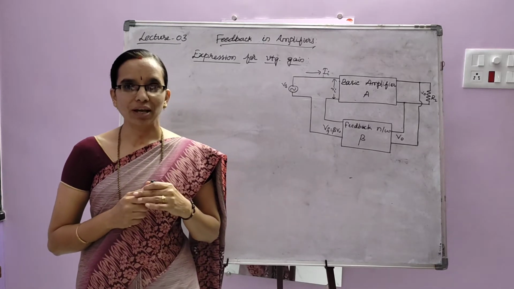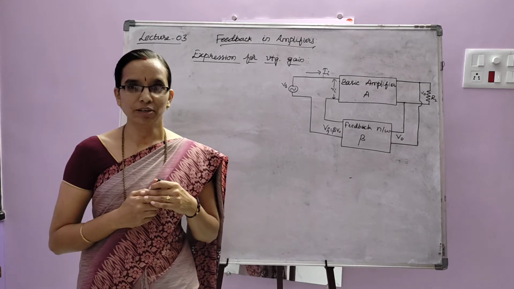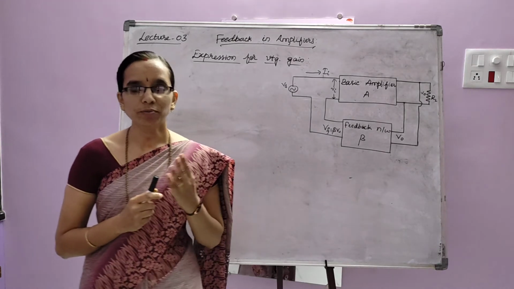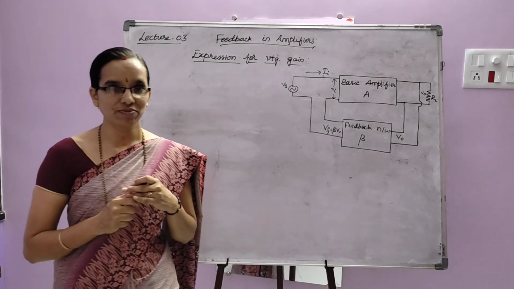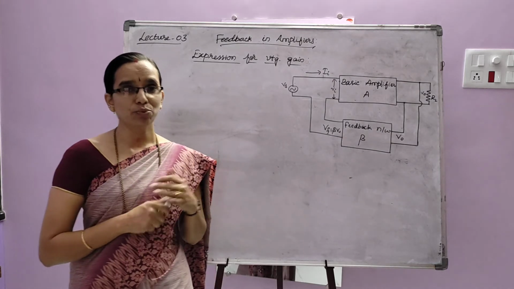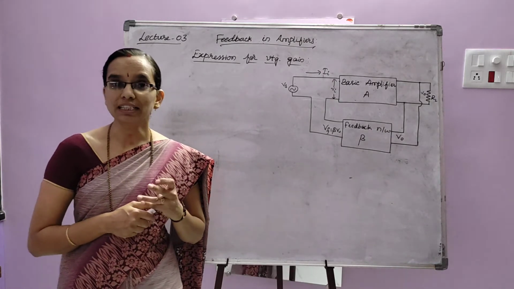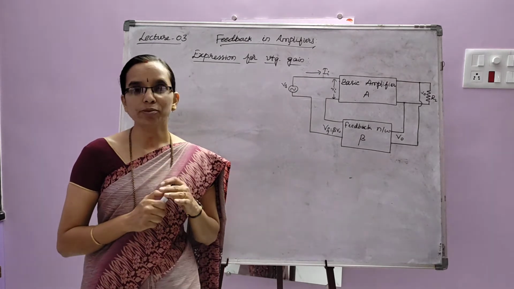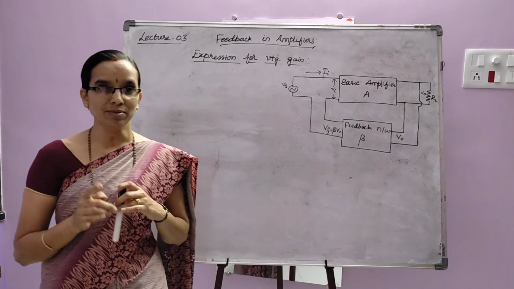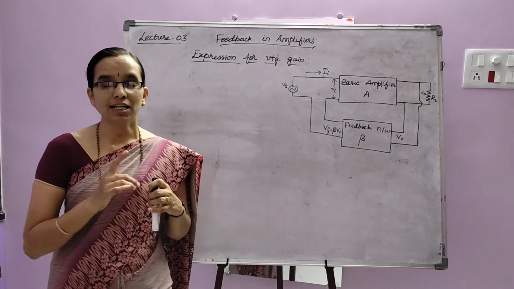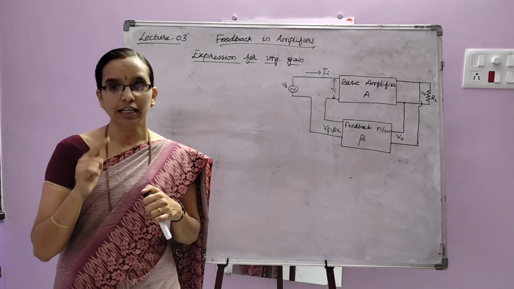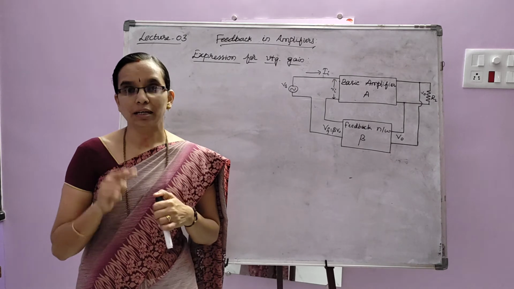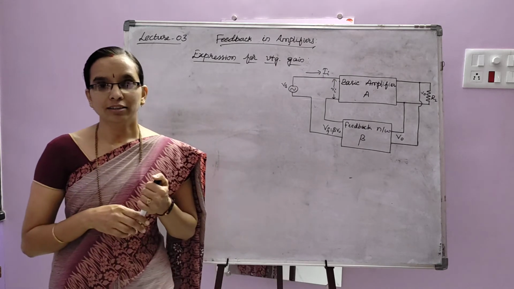In the last class we have learned different types of feedback connections. In that, four different types of feedback connections we have learned. That is, the first one is voltage series feedback, then voltage shunt, current series and current shunt feedback connections. You people have to remember the block diagrams of each, and each block diagram is different in connections. You have to remember it.